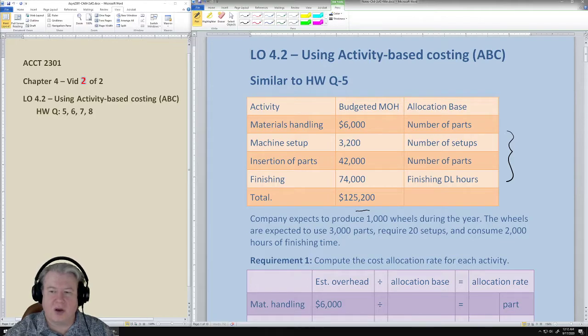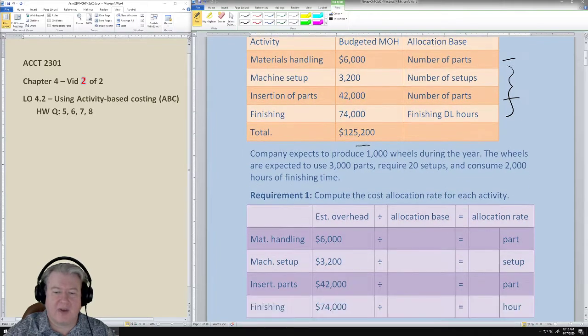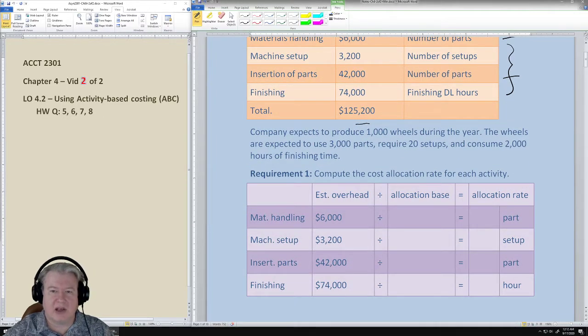Now, if you also notice, there are 2 things that use parts as a measuring thing. So it's not that we use one or the other, it's just that perhaps materials handling and insertion of parts both are best measured. The overhead associated with those things are best measured by parts. So we will use parts twice in this. So let's go ahead and figure out what is this allocation rate.